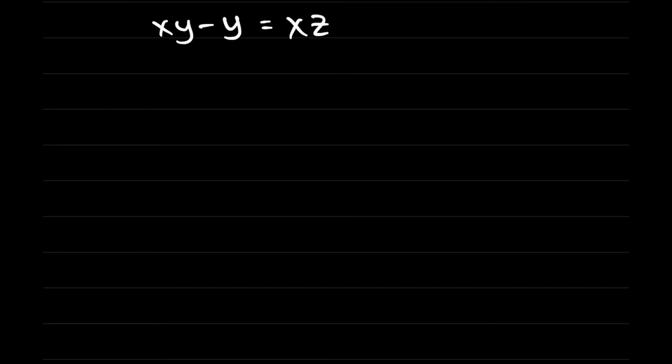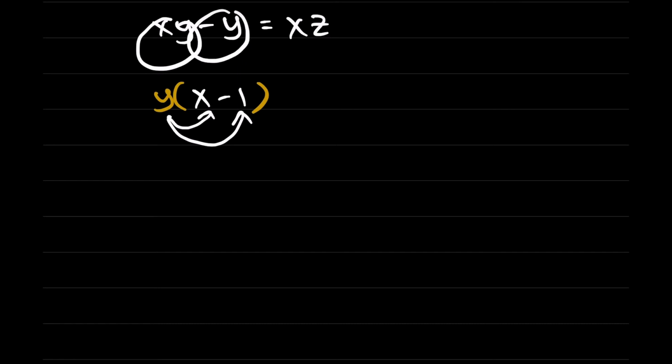Once we have moved all the subject terms to one side, what we want to do is factor out the subject term. In this case, not necessarily factoring out the greatest common factor, but factoring out just the y term. So you want to do factorization and factor out this y. What's inside is just x minus 1, since y times x gives you xy, and y times negative 1 gives you minus y.